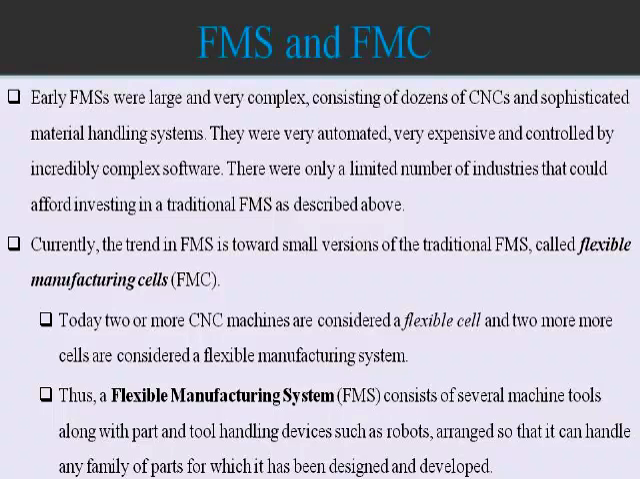Currently, the trend of FMS is towards small units, small versions of the traditional FMS, or flexible manufacturing cells, wherein the number of CNC machines is small. Only two or more CNC machines are considered an FMC, or flexible cell, and two or more cells are considered an FMS. A few flexible manufacturing cells will form a system. Thus, a flexible manufacturing system consists of several machine tools along with tool handling devices such as robots, arranged so that it can handle any family of parts for which it has been designed and developed.